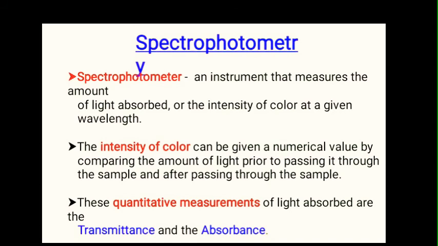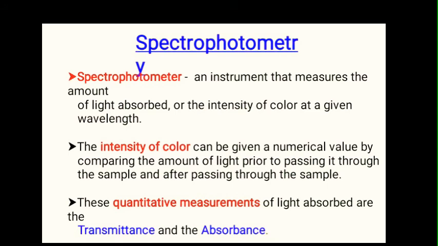the instrument measures the amount of light absorbed, or the intensity of color, at a given wavelength. The intensity of color can be given a numerical value by comparing the amount of light prior to passing through the sample and after passing through the sample. These quantitative measurements of light absorbed are the transmittance and the absorbance.